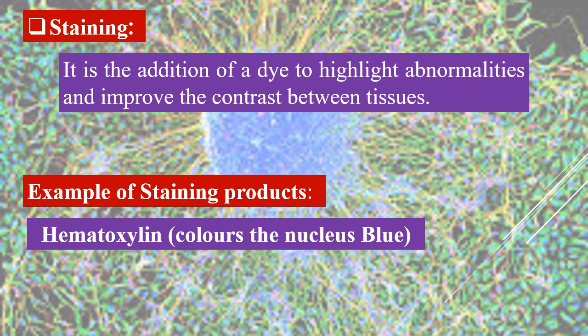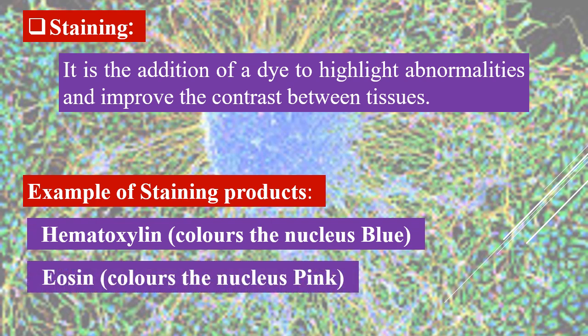We have an example of staining product here. It is hematoxylin that colors the nucleus in blue. There is also eosin that colors the cytoplasm in pink. So we can see that in the histopathologic field, staining is mainly used to highlight abnormalities that can exist in the tissue.